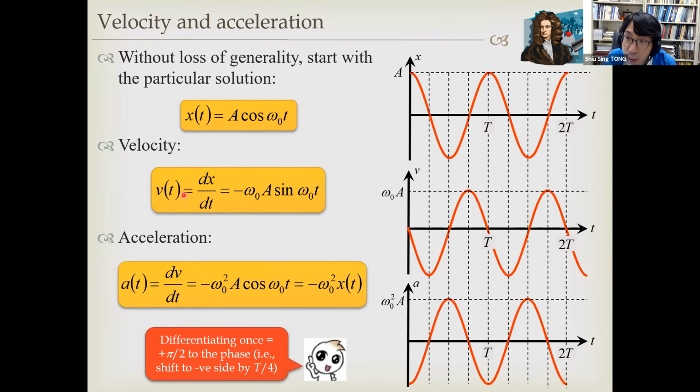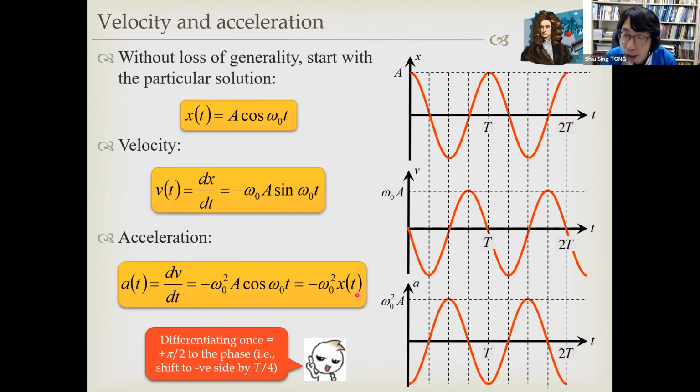We differentiate again to get the acceleration, and the sine becomes a cosine again, with another omega naught coming out, so we get minus omega naught square A cosine omega naught t. But I notice that this A cosine omega naught t is simply x, so the acceleration becomes minus omega naught square x. Now this is nothing but the original differential equation. The left side is just d square x dt square, and the right hand side is minus omega naught square x. So it's just the original differential equation, but writing the equation in this form allows us to see very clearly the relationship between the acceleration and x.